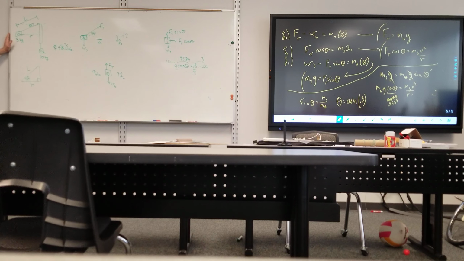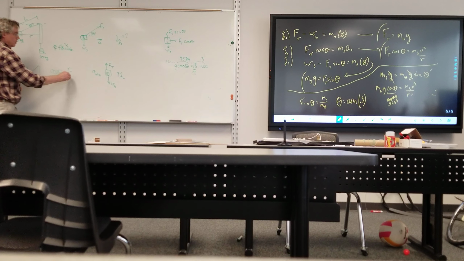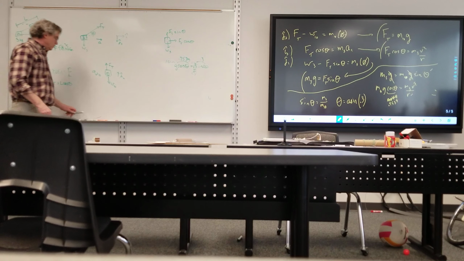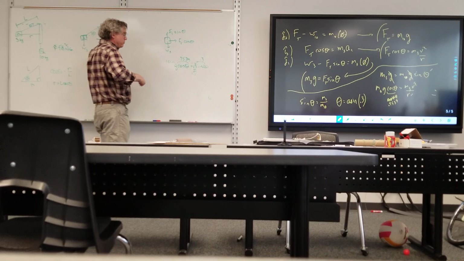Or what math relationship will connect these things? Cosine of theta is R over L. So R is L cosine theta. So we are now in a position to actually solve for V.